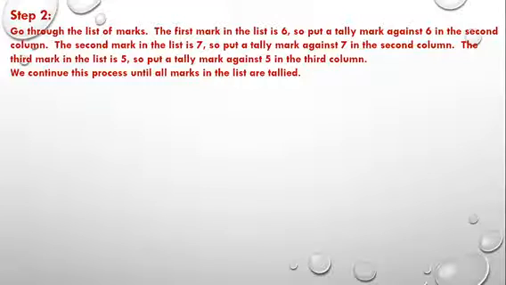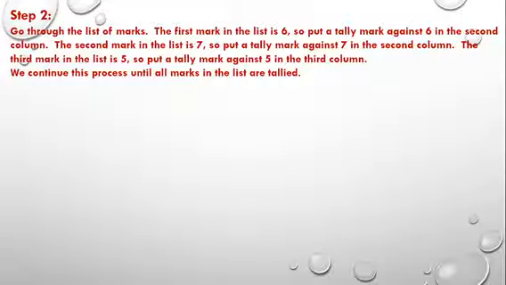So as soon as we count that 6, we'll put one tally in front of 6. We're trying to count how many 6, how many 5, how many 4 are in the list of marks. So you put a tally in front of 6 in the second column, which would be labeled tally. Okay, the third column will be labeled frequency.